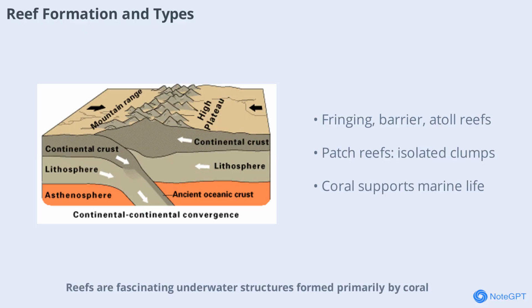life. Reefs are fascinating underwater structures formed primarily by coral. Charles Darwin first classified reefs into three main types: fringing, barrier, and atoll. Fringing reefs grow close to shorelines, while barrier reefs form further out, separated from land by a lagoon. Atoll reefs develop when an island sinks below sea level, leaving a ring of coral around a lagoon. Patch reefs, which don't fit Darwin's scheme, are isolated clumps of coral. Reefs are vital for marine biodiversity, providing habitat for countless species and protecting coastlines from erosion.